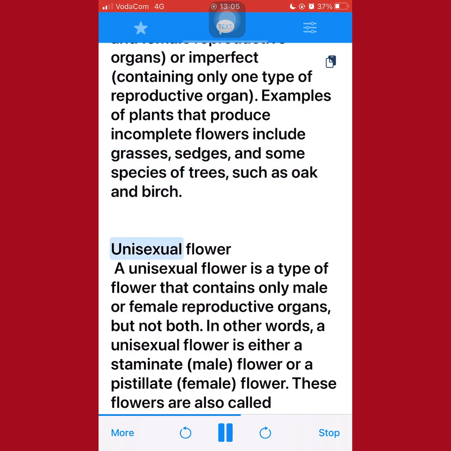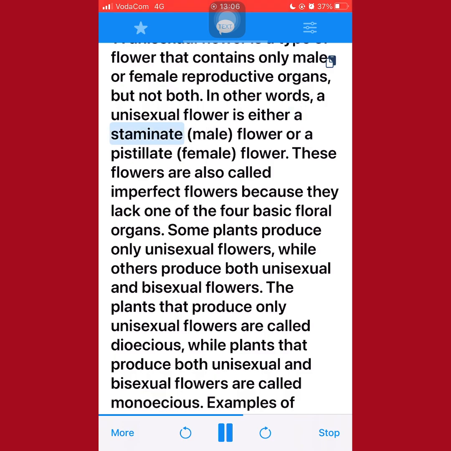Unisexual flower. A unisexual flower is a type of flower that contains only male or female reproductive organs, but not both. In other words, a unisexual flower is either a staminate, male, flower or a pistillate, female, flower. These flowers are also called imperfect flowers because they lack one of the four basic floral organs.